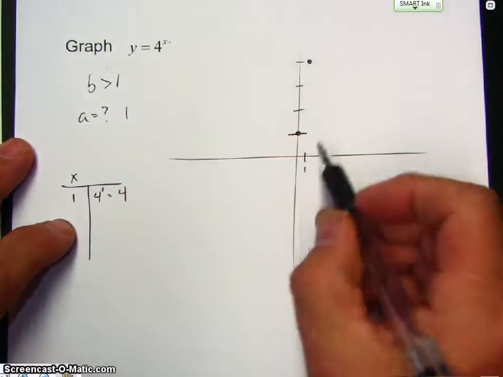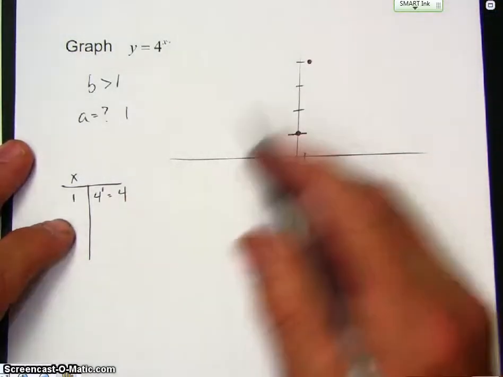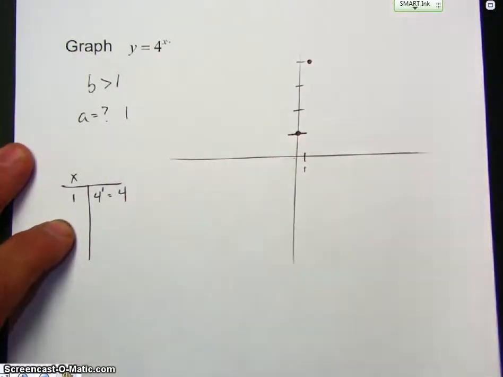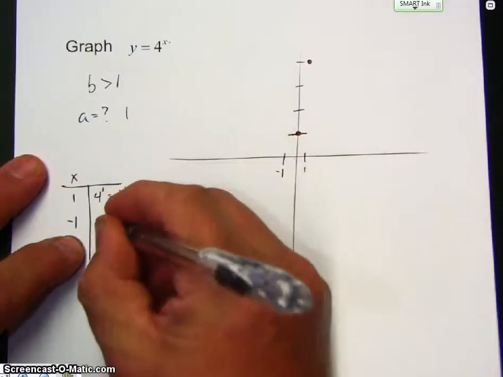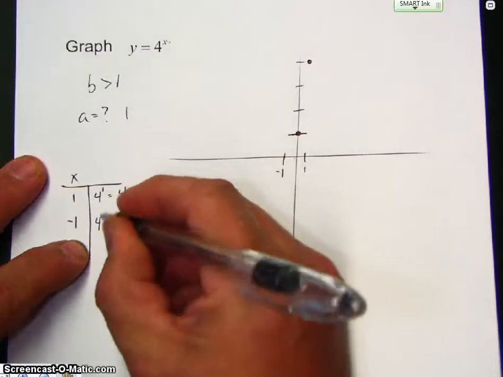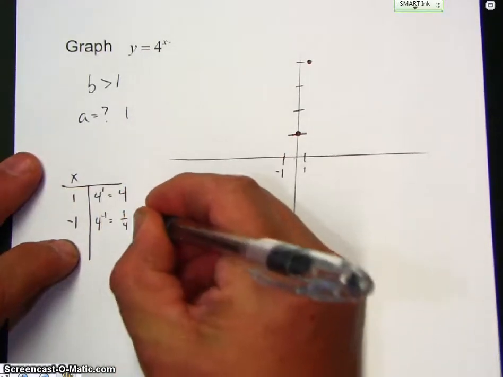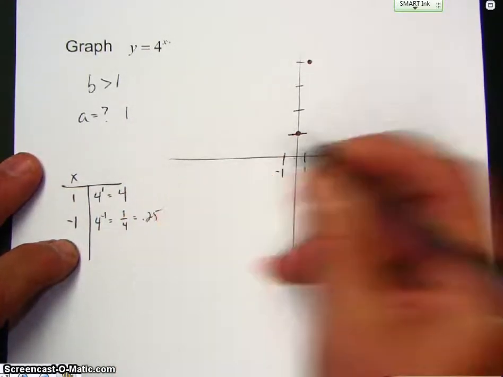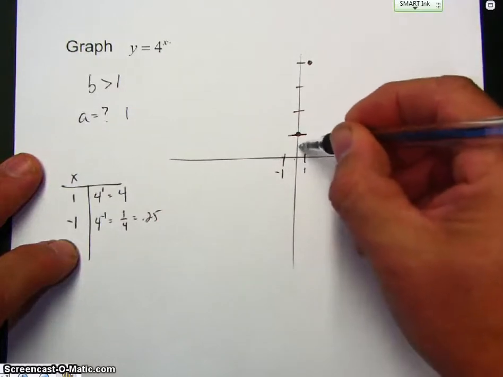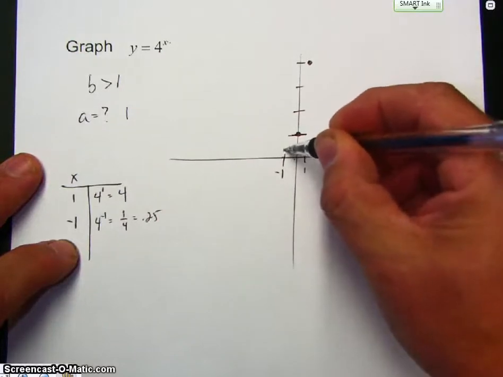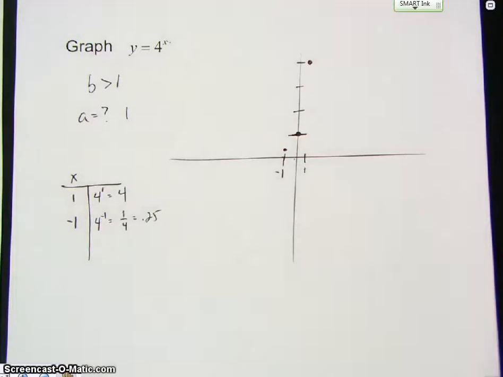Alright, let's pick one point to the left: -1. So I got 4 to the -1. Remember, negative exponent gives me 1/4, so that is 0.25. So I go -1. So here's 1, here's 0.5, 0.25 is somewhere in here.